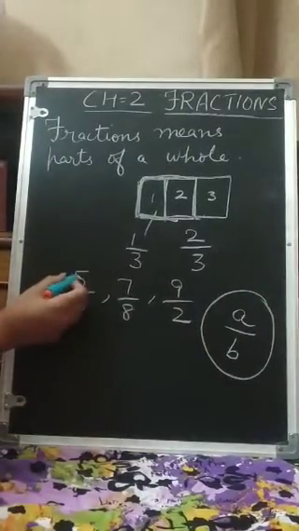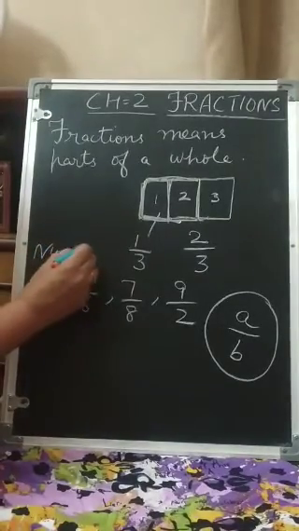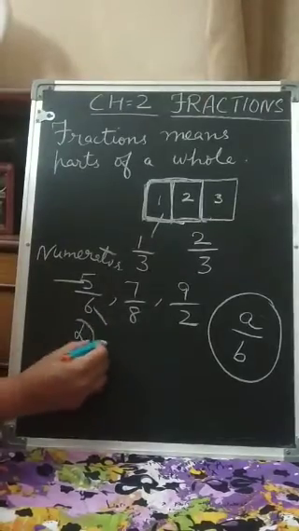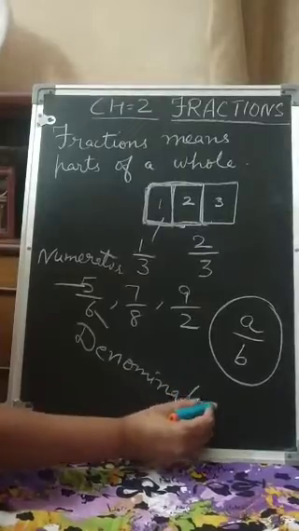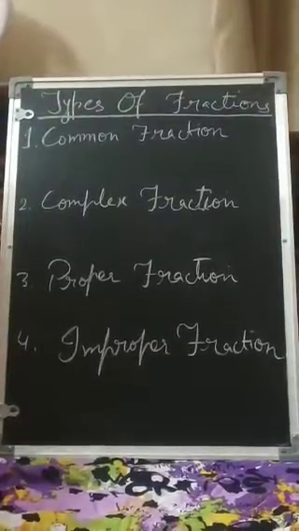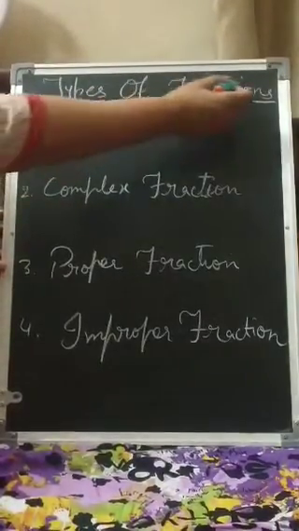So here the upper side number is called numerator and the downside number is called denominator. Now further we will learn types of fractions.